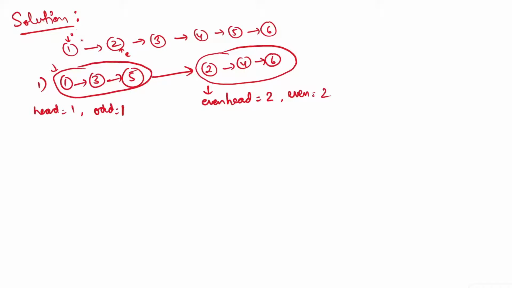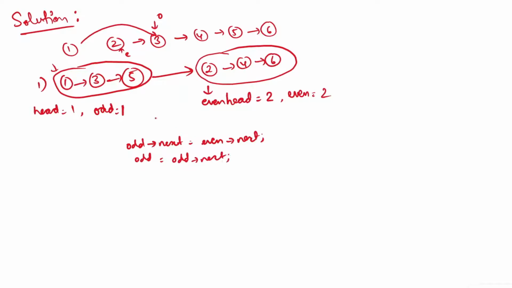So what I will do is break this link and make this link. For making this link, my odd next should point to even next. Now after this, I have to move my odd from here to this. So I will remove this odd and make it here. So odd should equal odd next. Once I do this, now my odd is pointing to 3.